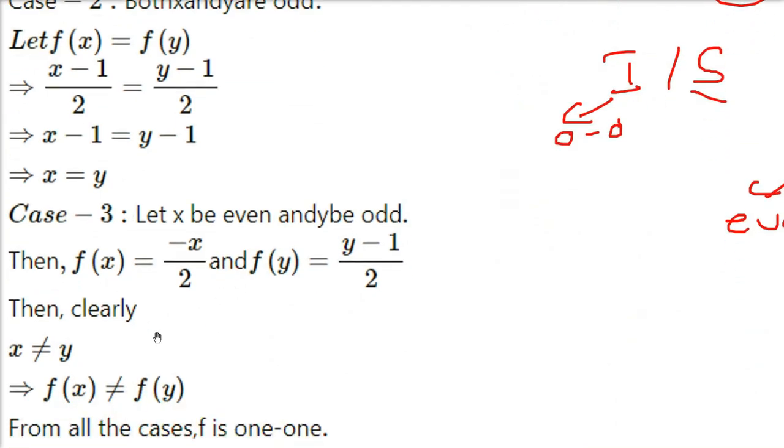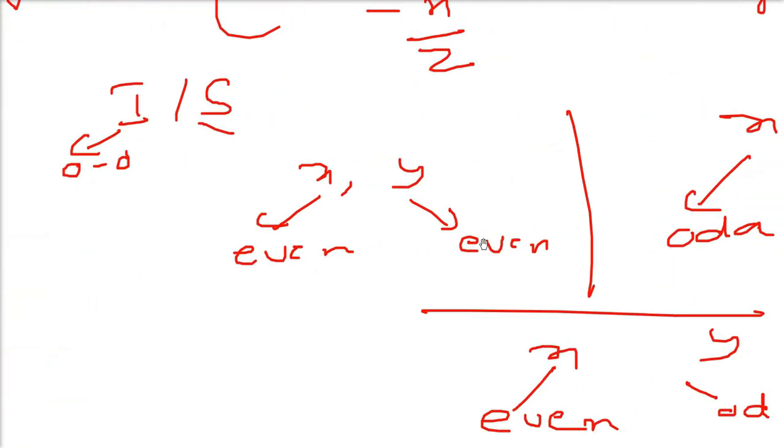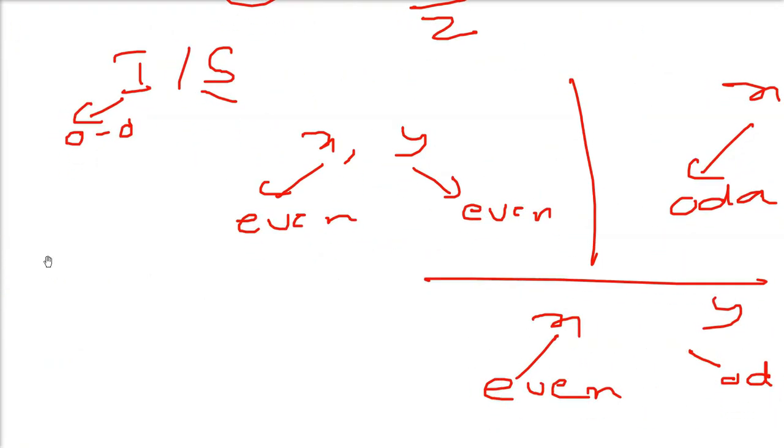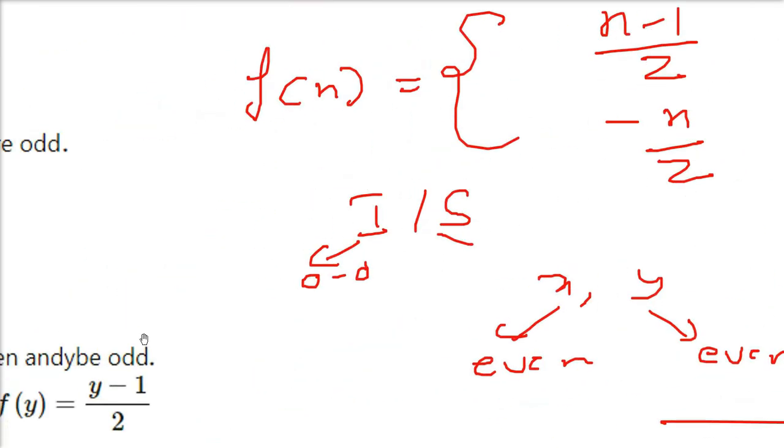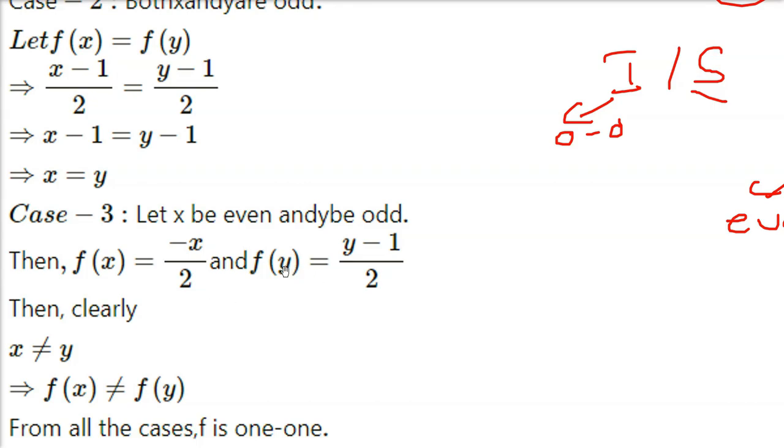Now third, we'll do it by contradiction. X is even, y is odd. There will be one more situation. Y is even, x is odd. Both we are combining together. So first time x is even, fx is minus x by 2, fy will be, because y is odd, y minus 1 by 2. So we can clearly see that x is not equal to y because x is even, y is odd. They cannot be equal.